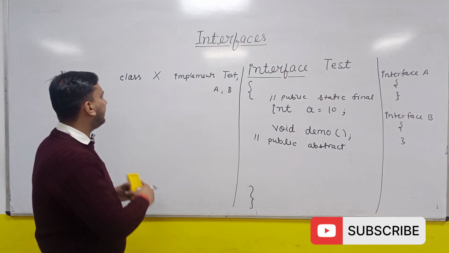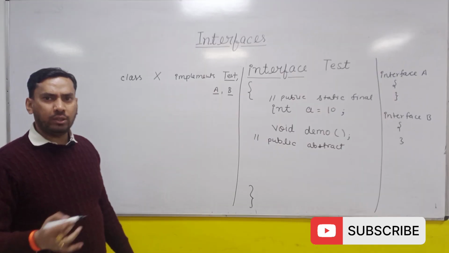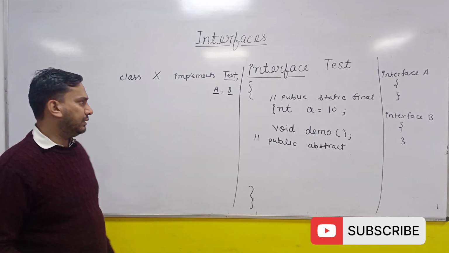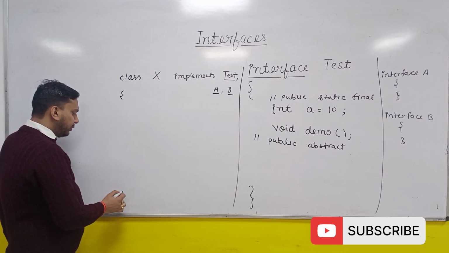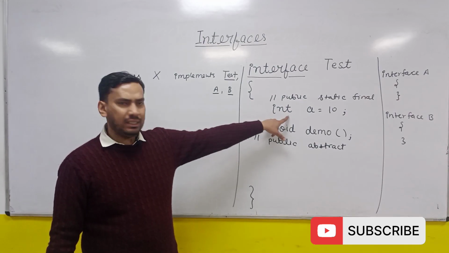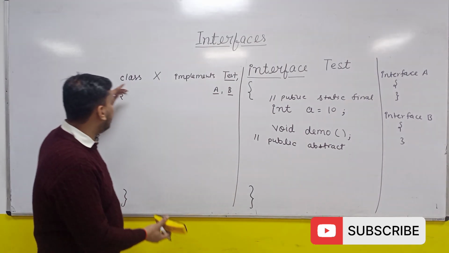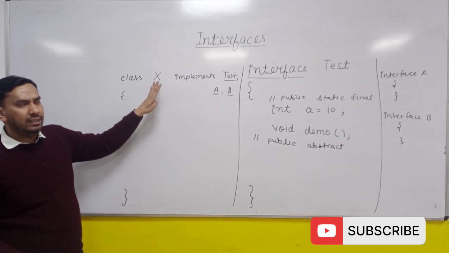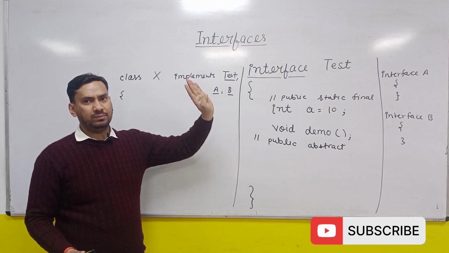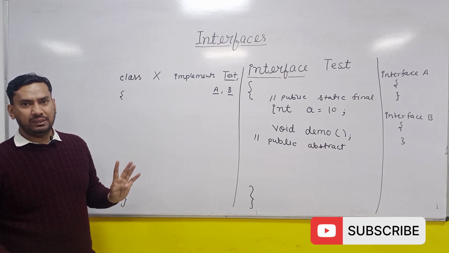So in this class X, I am inheriting now test, A and B, all three. All three we have inherited here. So this is multiple inheritance through the interfaces. Now as soon as you inherit this interface here, everything will be inherited. This data member is also inherited, this abstract method is also inherited. So now what is the result here? If you see here class X, class X is now receiving one abstract method from the interface test. It means this class X is now having one abstract method.